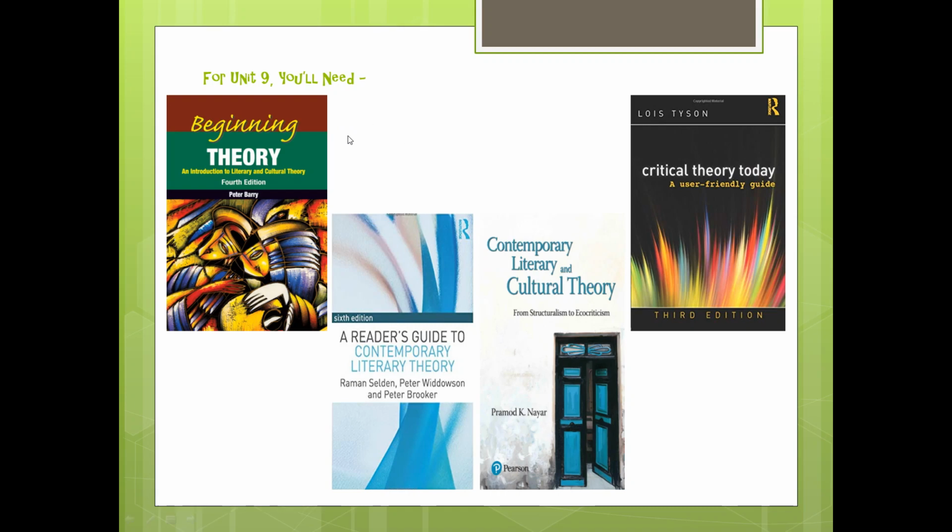So, in order to understand the theory with good examples and instances and case studies, one should read these two books. The first book is called Beginning Theory by Peter Barry, and the second one, which is a very underrated book, we don't know why this book is not publicized more, but this is a very, very well written book called Critical Theory Today, a user-friendly guide by Lois Tyson. These two books give us case studies and examples while dealing with the important theories.